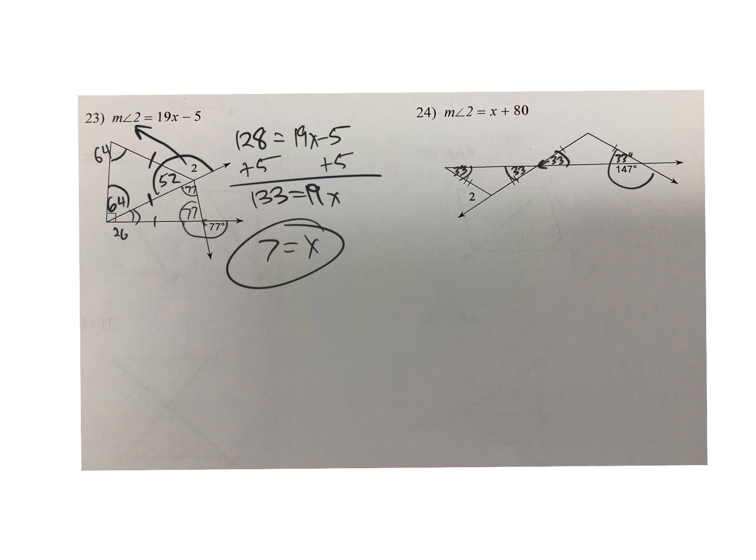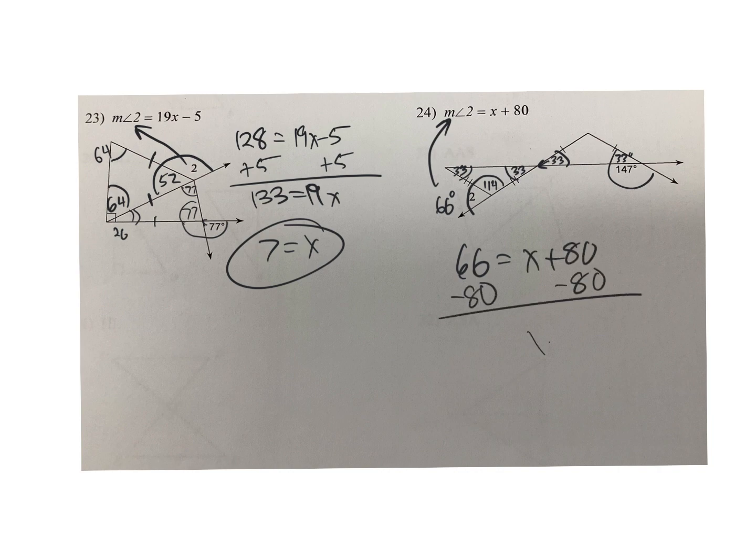So the third angle, 180 minus 33, gives us 114 degrees. And you see another half circle there. So 180 minus 114, angle 2 is 66. So plug it into your equation. Subtract the 80. X is negative 14.